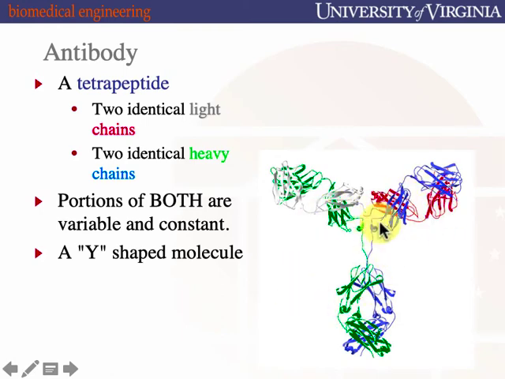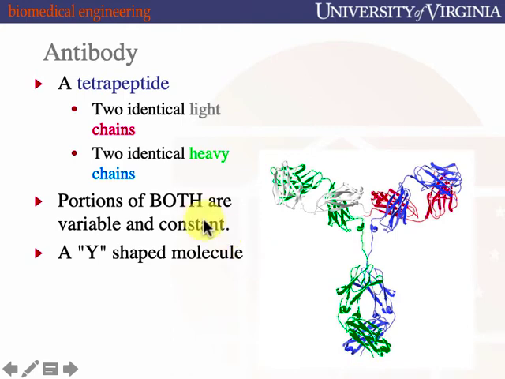And this is a crystal structure of an immunoglobulin G, or an IgG. And we'll talk about the different classes here in a minute. In the pseudocolors here, the 2 identical light chains are in this white/gray and this red, and the 2 identical heavy chains are here in green and in blue.